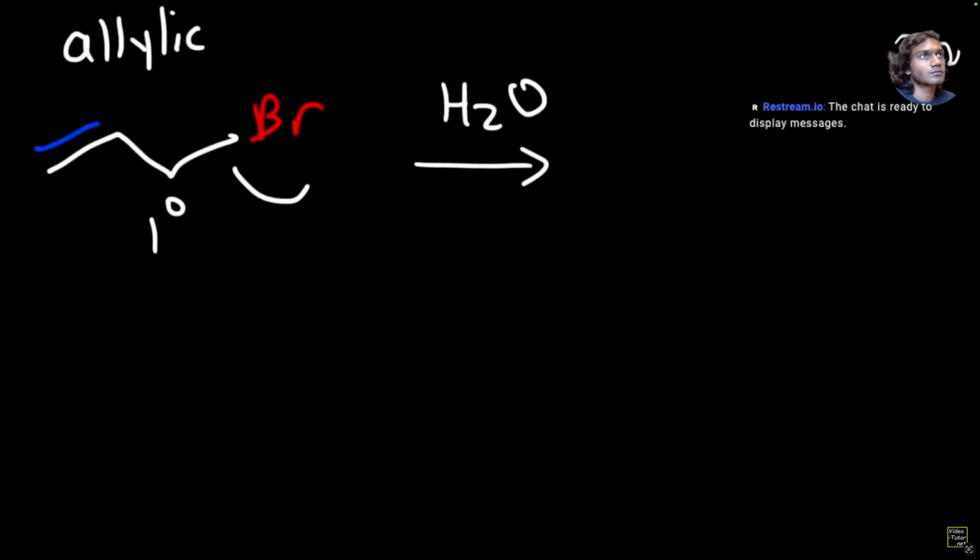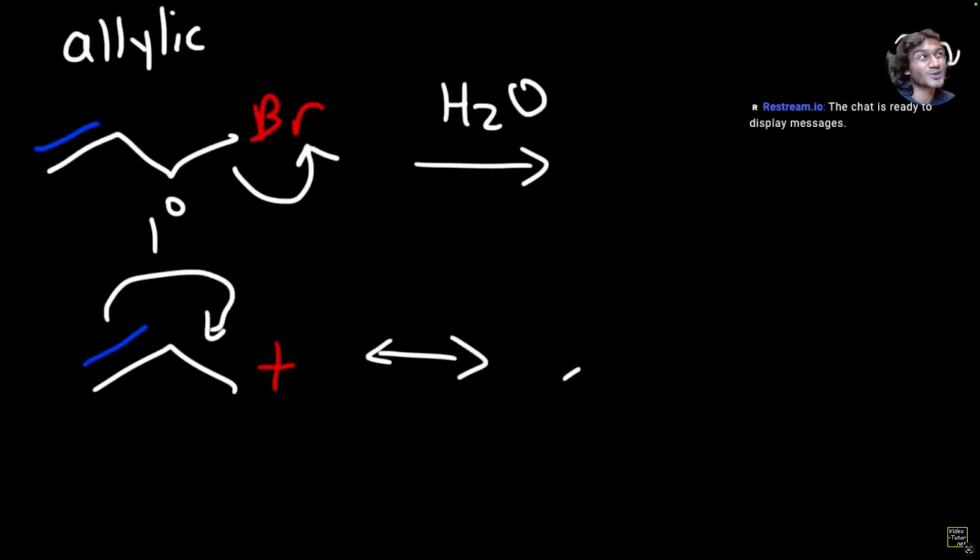Now, once the bromine atom leaves, we're going to get a primary carbocation. But this primary carbocation is stabilized by resonance. And so this double bond can move here. And so the positive charge is shared between two carbon atoms.